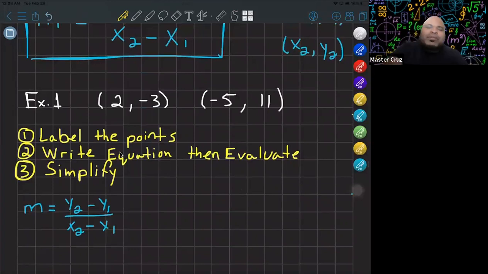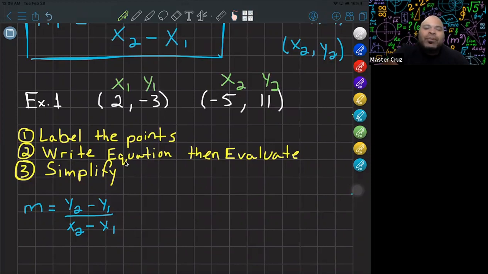Well, the first step is label the points. Do not attempt to do this in your head. It's prone to confusion and to mistakes. So the first point is always x comma y. You just put (1, 1) because this is the first point. And the second point, again, is x comma y. And then you write (2, 2) because it's the second point. Make sure that every time you label a point, it's always x comma y, x comma y.